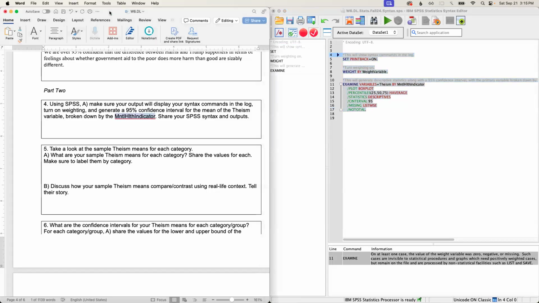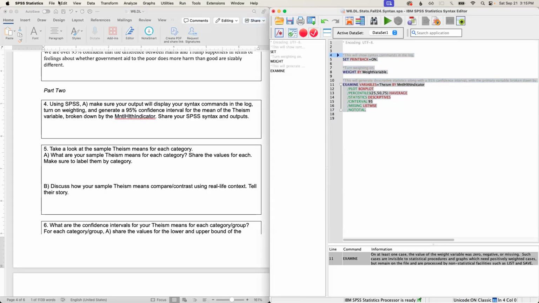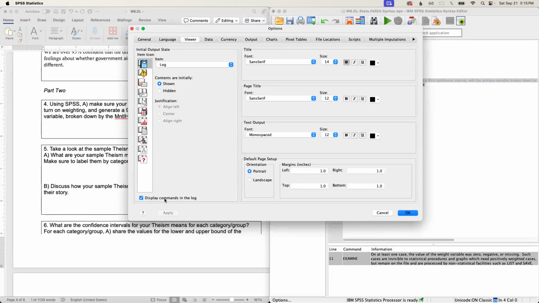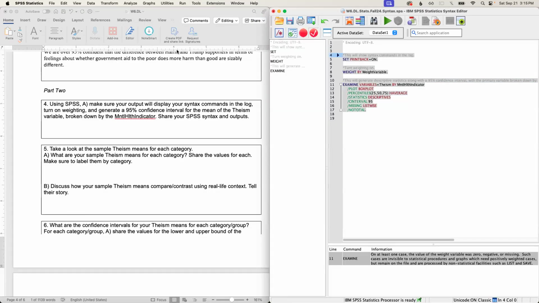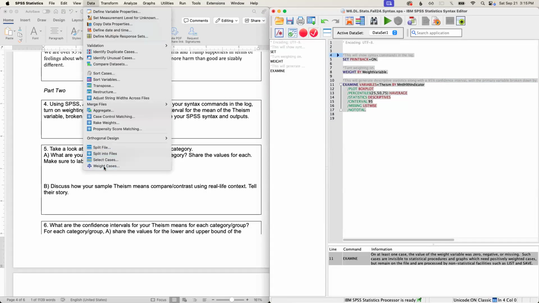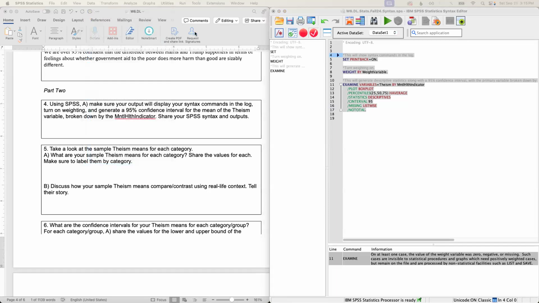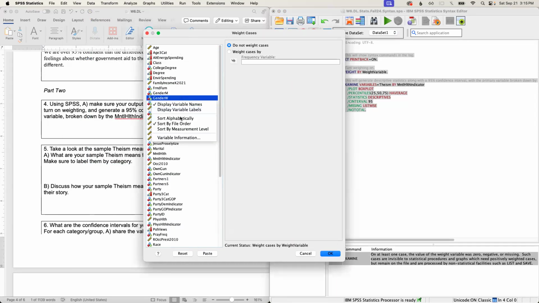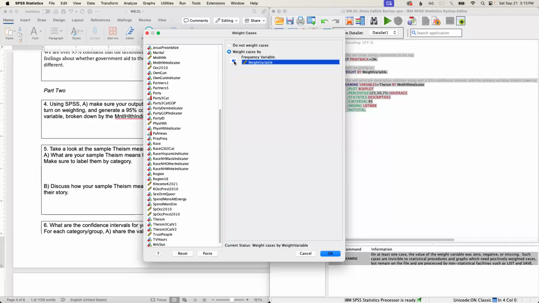The other way I can do this again is I can go edit, options, viewer, and make sure this is checked and click OK. I can go data, weight cases, find my weight variable, click OK.